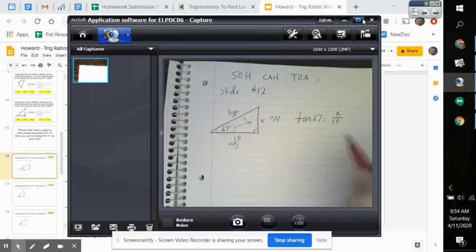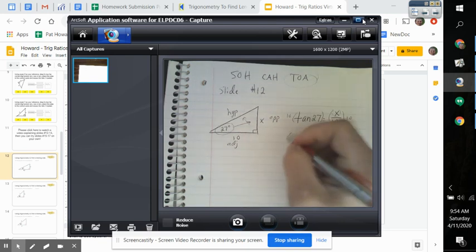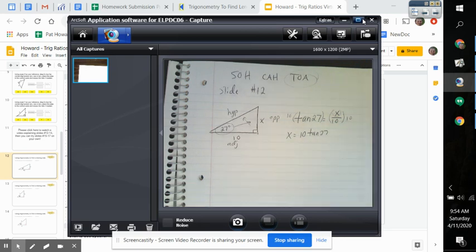All right, we have one more step to do. I want x by itself. Guys, what's the opposite of dividing by 10? The opposite of dividing by 10 is multiplying by 10. So you're going to multiply both sides by 10. X equals 10 times tangent 27.